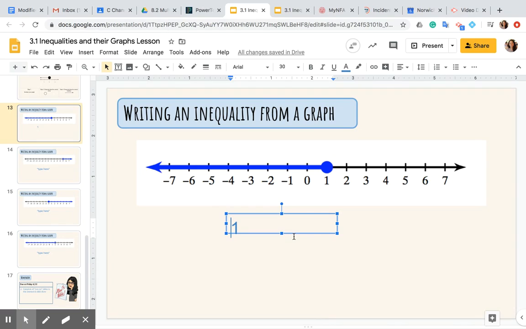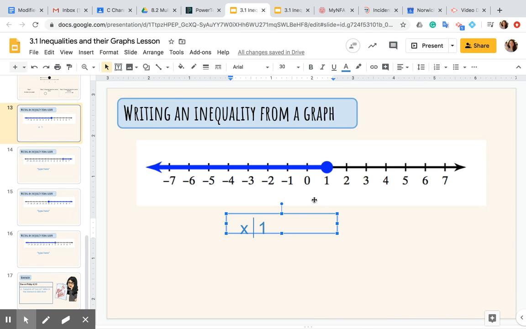So I moved my cursor over to the left of the number. And it does not matter which variable you use. You could use X, you could use Y, you could use B. I'm just going to use X. And then in between your variable and your number, you're going to choose the appropriate inequality symbol.